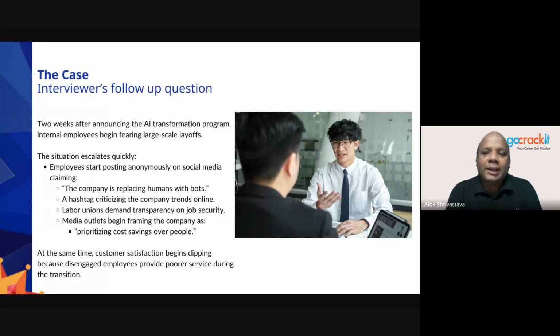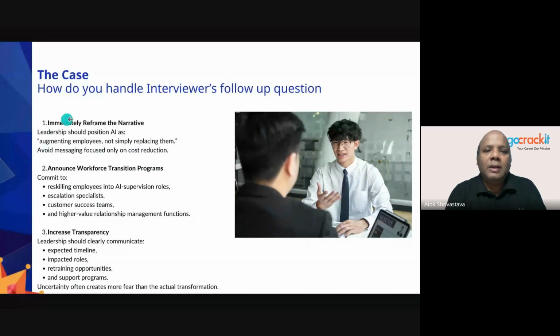Okay. So in this case, it is very important that you have a cool mind, you have a strategic approach to it, and your communication is very important. Yes, we can train the existing employees. This is what we need to definitely do. So let's see. Good. So first of all, the way we communicate should not be about cost cutting. It should be positioning AI as augmenting employees, not simply replacing them.